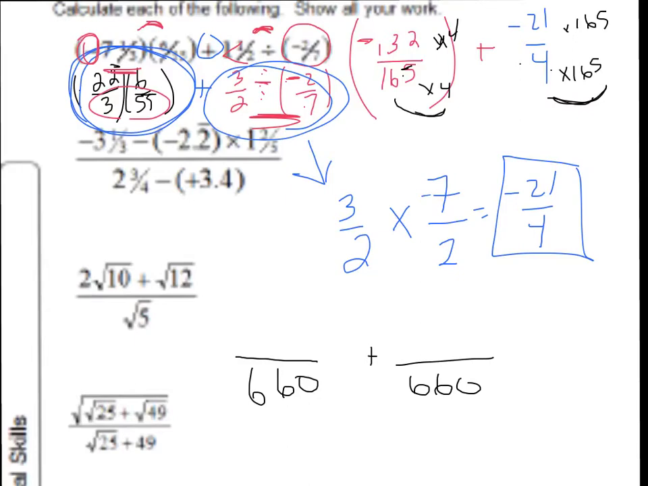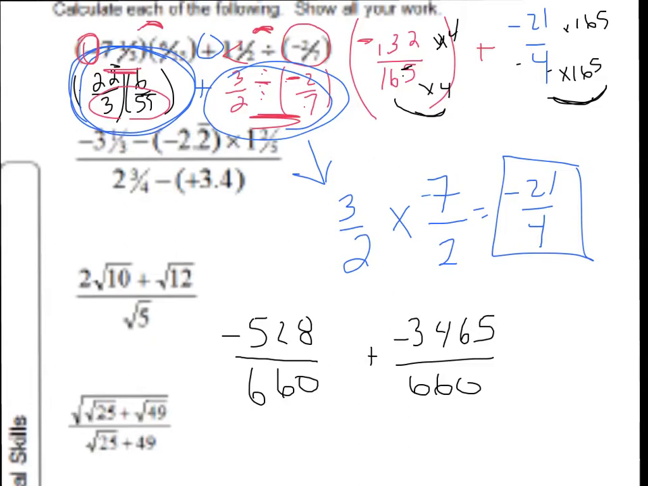My next step is to go 132 times 4, which is 528. Remember that's a negative. I'm then going to go 21 times 165, which is 3,465, which is also a negative.